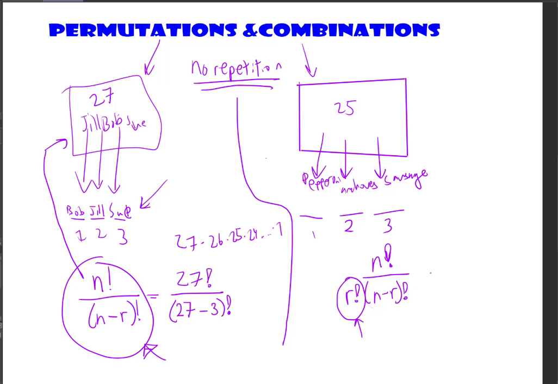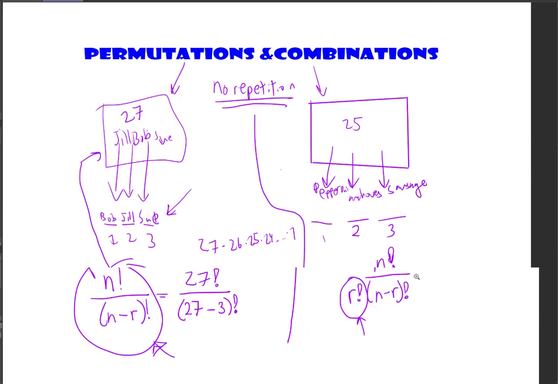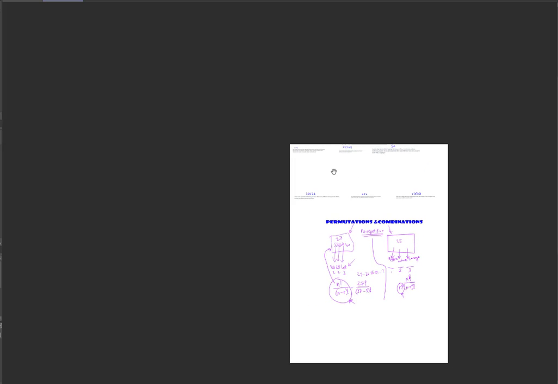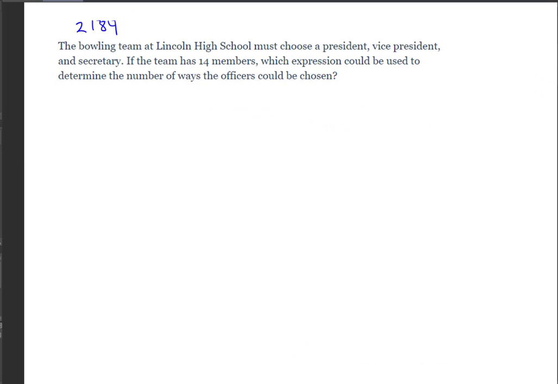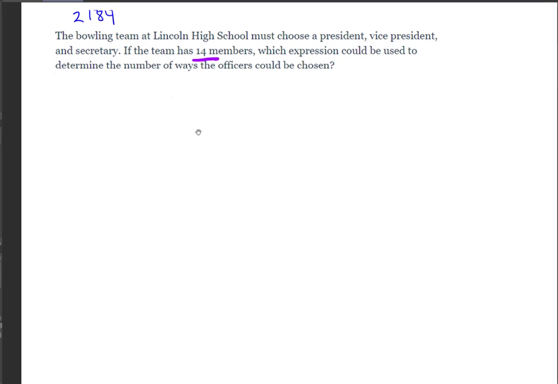The good news for you is you have this beautiful calculator function that's just going to make you so unbelievably happy. You have no idea. So let's go ahead and do some of these problems, and I will show you that you can still get the answer. It'll just be so ugly the other way. So here we go. The bowling team at Lincoln High School must choose a president, vice president, and secretary. All right? So if the team has 14 members, which expression could be used to determine the number of ways the officers could be chosen? I've already put the right answer there, so we can get to it.